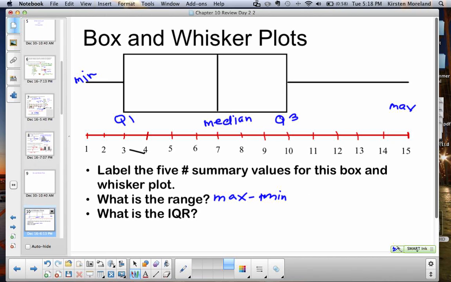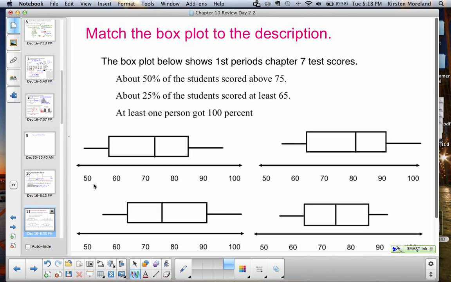In this case, the max is 15, the min is 1, so the range is 14. And remember, the IQR is Q3, it's just the box part, minus Q1, just what's in the box, which is 10 minus 3, which gives me 7. Right? Pause the video, see if you can answer this question.